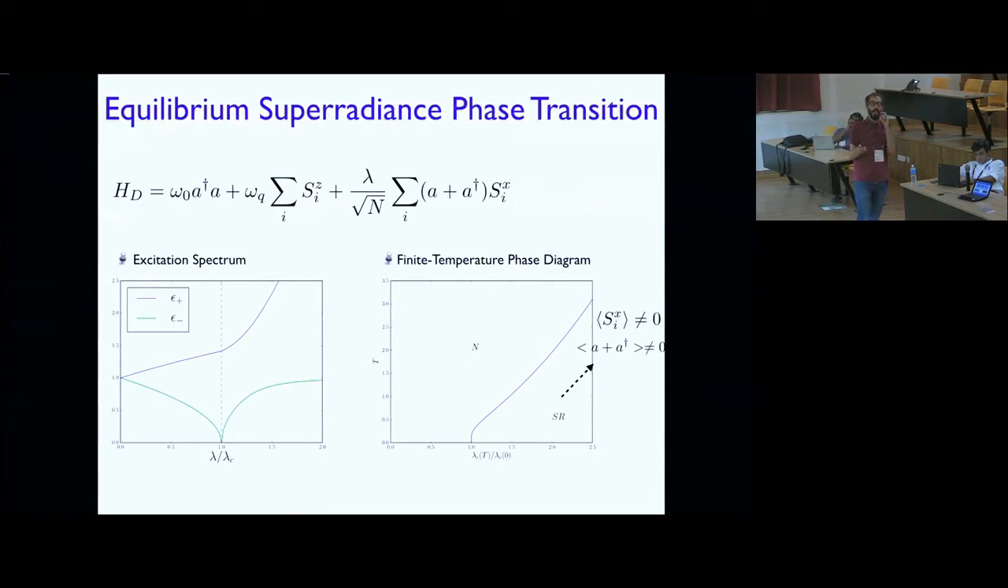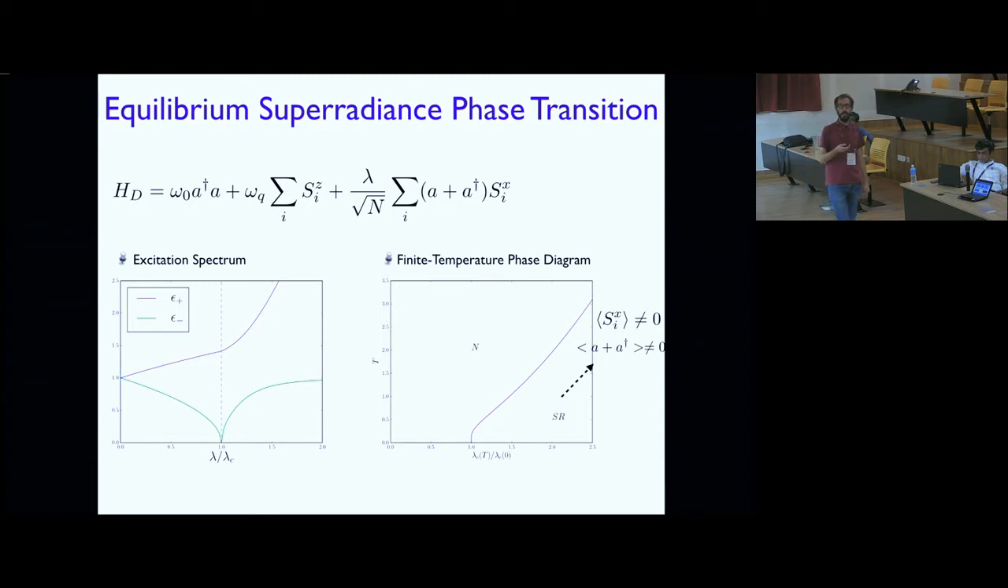If you look at the excitation spectrum of this model, you will have a branch that goes soft at this critical point. And quite importantly, if you look at the phase diagram as a function of temperature and light-matter coupling, you have this ordered phase where the system is superradiant, and essentially all the photons become coherent and the two-level systems polarized. And as you increase the temperature, you disorder this Ising phase into a normal phase.